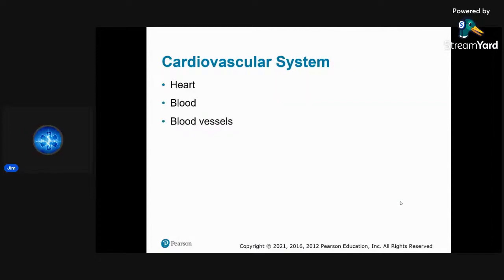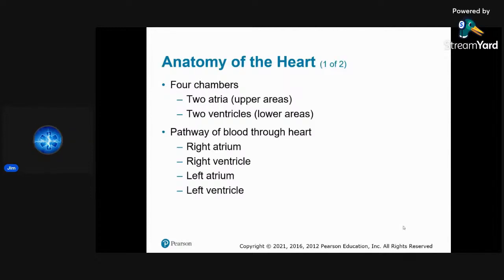Cardiovascular system, moving on. It consists of the heart, which is the pump, the blood, which is the fluid, and the blood vessels, which is the plumbing, right? So we've got heart, blood, and blood vessels. There are 4 chambers in the heart. The top two are your atria, and the lower 2 are your ventricles. So you have a right and left atrium and a right and left ventricle. The left ventricle is the largest portion of the heart because it pumps blood to the body.